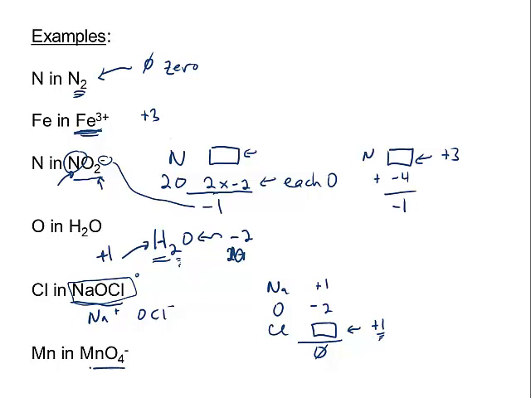One last example, the permanganate ion. The overall charge is -1. 4 oxygens have an oxidation number total of -8, because they're -2 each. There's 4 of them. Those are 4 oxygen atoms. And the manganese, therefore, has to be something that will add to -8 to give -1, and so that's +7.